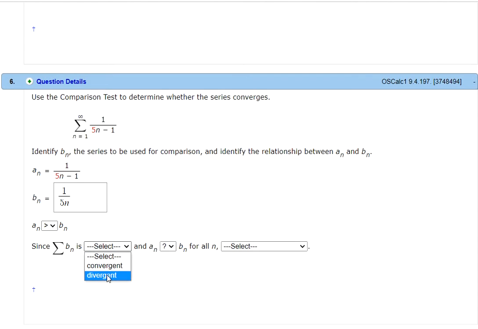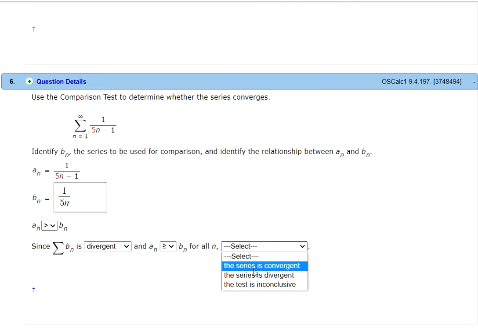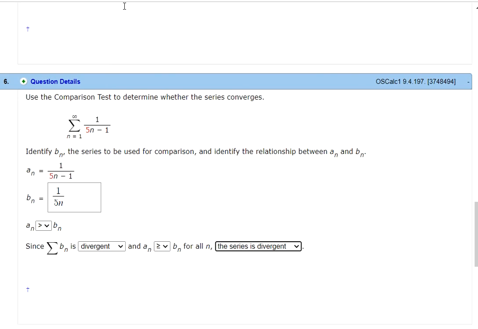B sub n is divergent, and since a sub n is greater than or equal to b sub n for all n, the series is divergent. That just comes from the comparison test, the definition we have in the text. If you have a divergent series for your b sub n, and a sub n is always greater than b sub n, then you know that one has to diverge too.